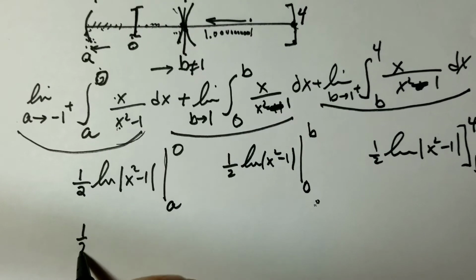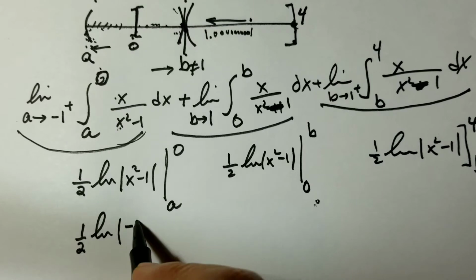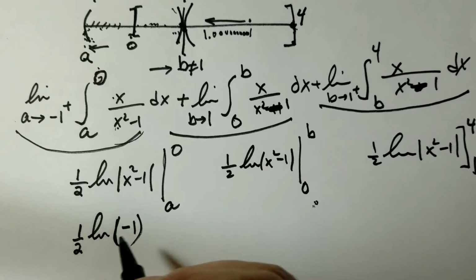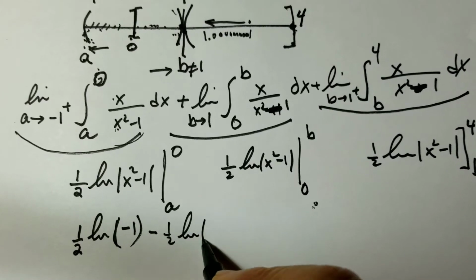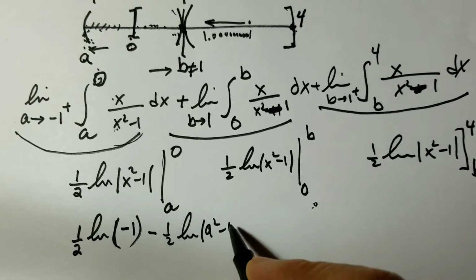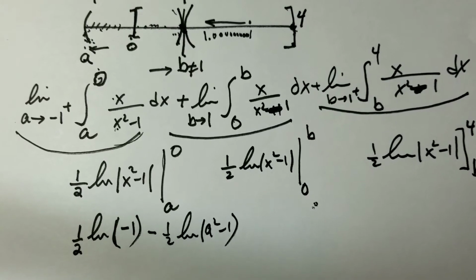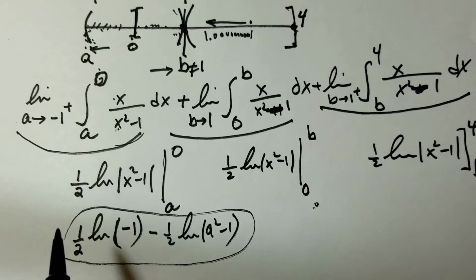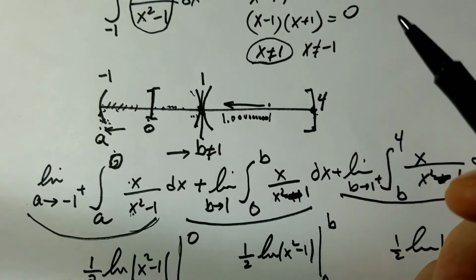Therefore, in here, it becomes 1/2 natural log of 0 minus 1, minus 1/2 natural log of a squared minus 1. Remember, I am trying to evaluate from -1 to 4.